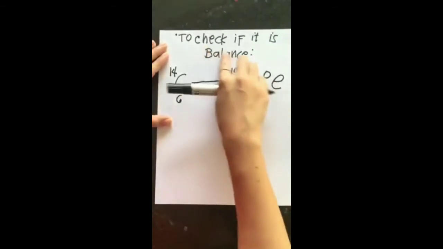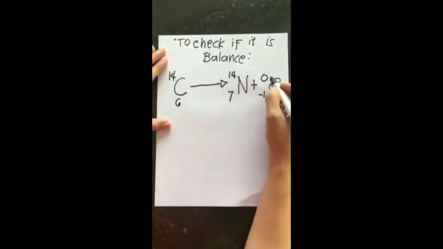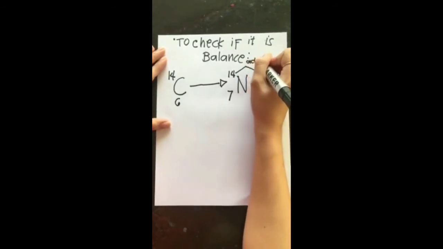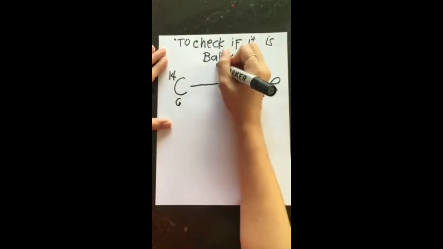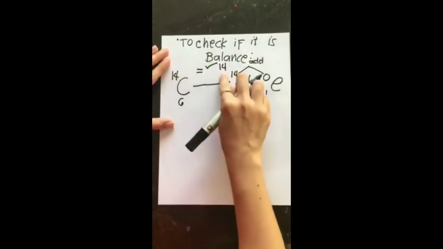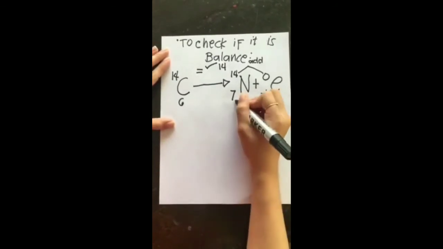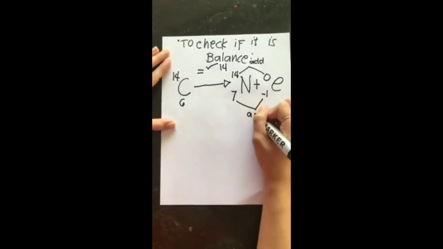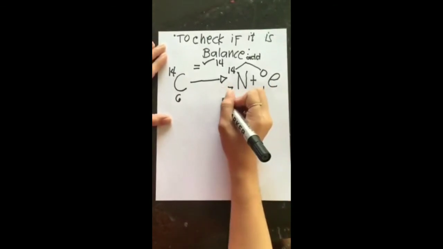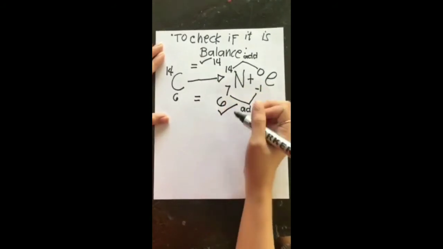So let's check if it is balanced. First, let's add the equation on the right side. 14 plus 0 is 14, so it is balanced. Next is the atomic number. 7 plus negative 1 will be 6. So it is balanced.